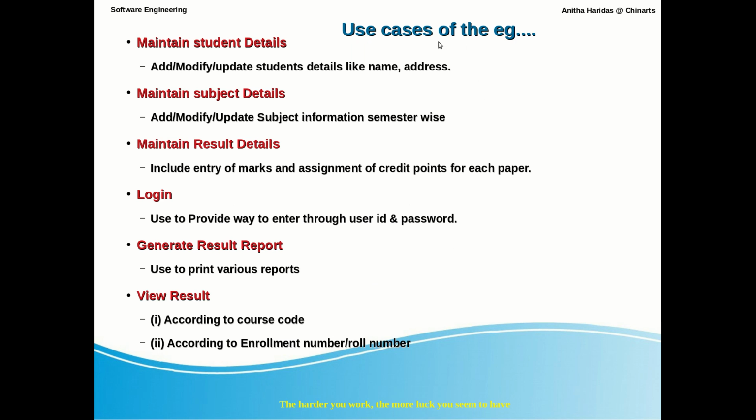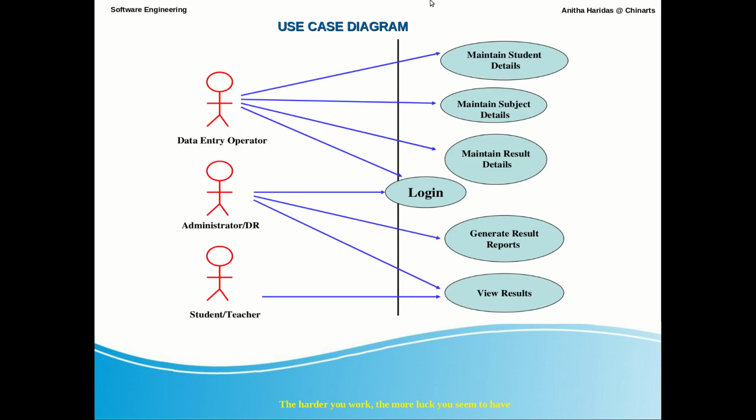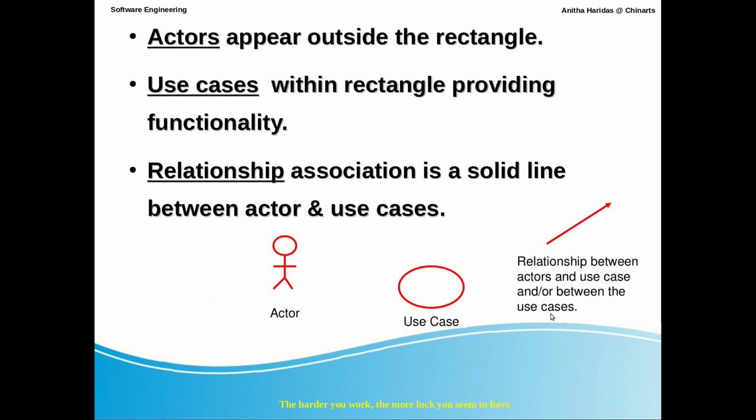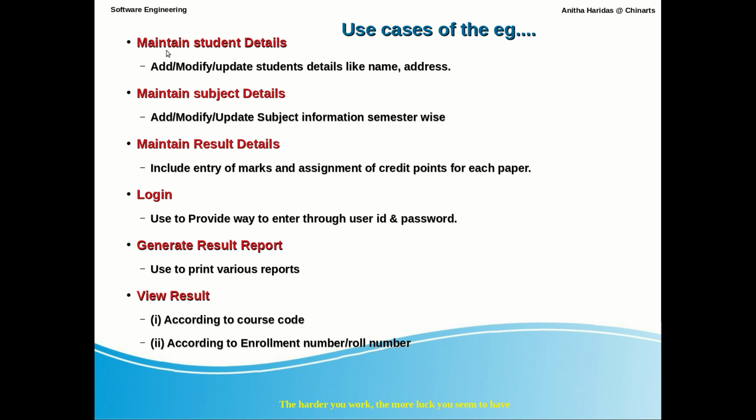Now this is an example for use cases. We have seen in this example, these are the different functionalities. So these functionalities you can describe in the use cases like this. When I say maintaining student details, you can add, you can modify, you can update the student details like name and address of the student. When I say maintaining subject details, you can add, modify or update subject information semester wise, etc. Maintaining the result details, it includes entry of marks, assignment of credit points for each paper.